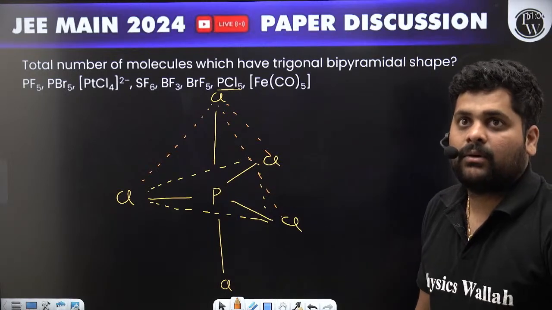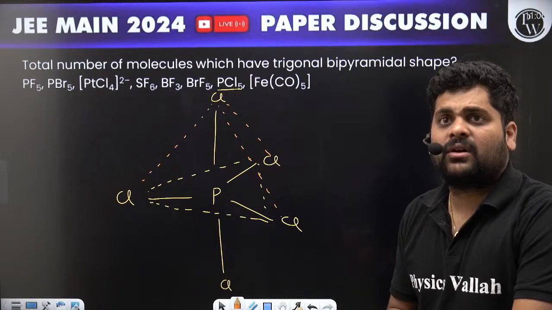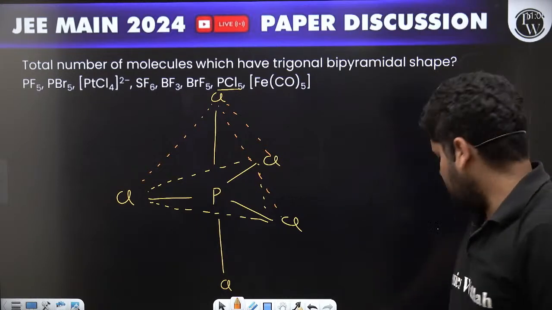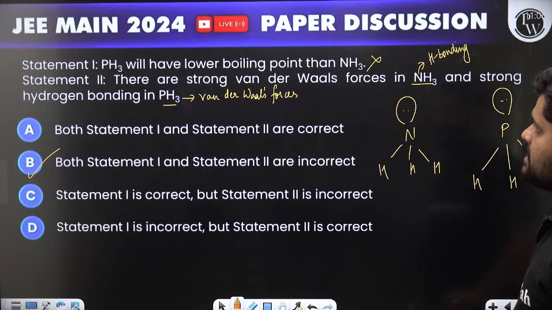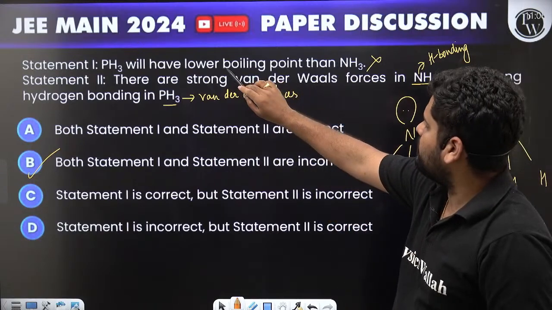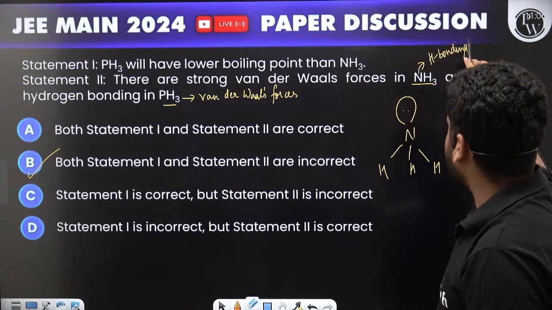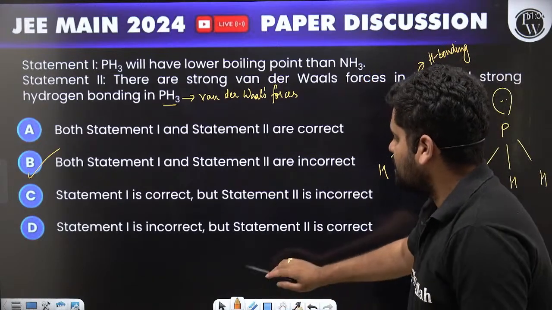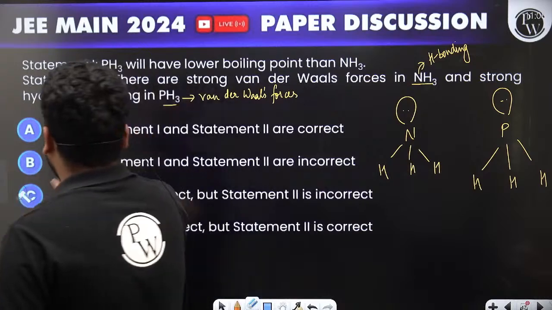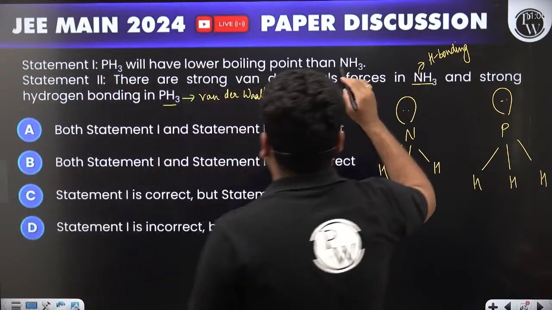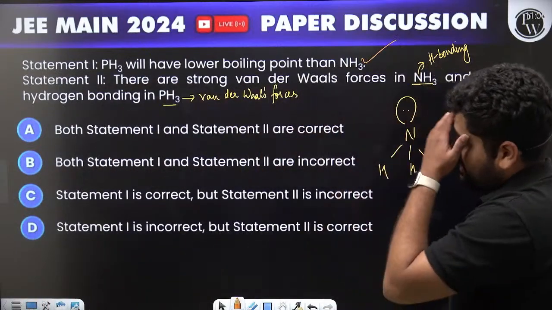Right. Now, yes, NH3 has stronger forces. It should have higher boiling point. That is what I have told now. See, PH3 has lower boiling point. Okay, sorry. PH3 has lower boiling point. I have read it as higher boiling point. So PH3 has lower boiling point than NH3. This is correct. This is the correct statement.